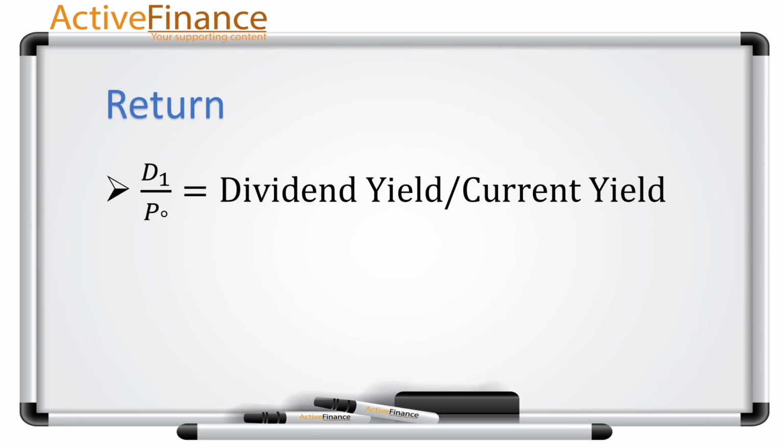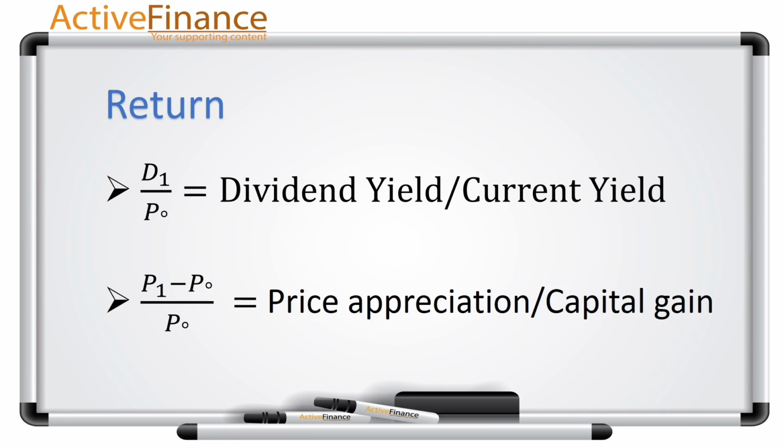Now if you only want to calculate the dividend yield, this is the formula: D1 divided by P0 as the base price, so we will get the dividend yield, also known as current yield. If you want to calculate the price appreciation return, that is how much the price of that share has increased, this is the formula: current price minus base price, and we will divide by the base price. So we will get price appreciation or capital gain or loss.